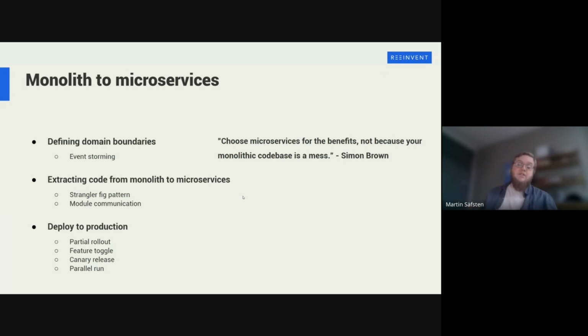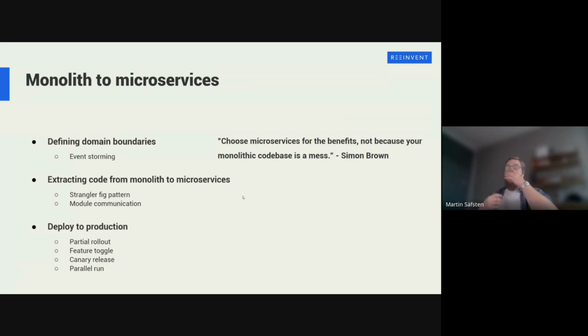What sort of makes sense for the product to be together and not be together. When you've done that, you say, all right, let's do something simple first. Let's do a small thing. Let's do the login module, or the user login authentication module. Let's start with that because it's pretty simple. It doesn't have a lot of post-its from the event storming workshop. So let's try and extract that to a microservice.